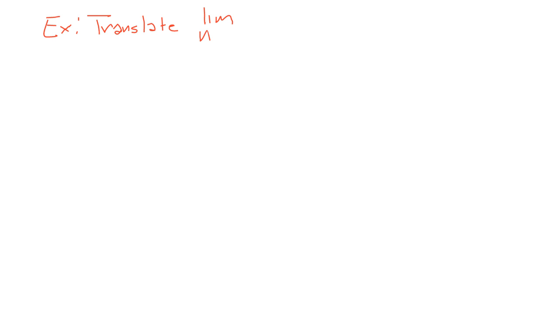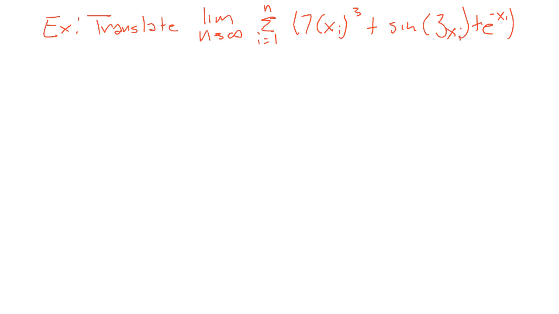the limit as n approaches infinity of the summation from i equals 1 to n of 7 x sub i cubed plus sine of 3x sub i plus e to the negative x sub i, all times delta x, on the interval 1 to 3. So what we can do is we can actually translate this into an integral.